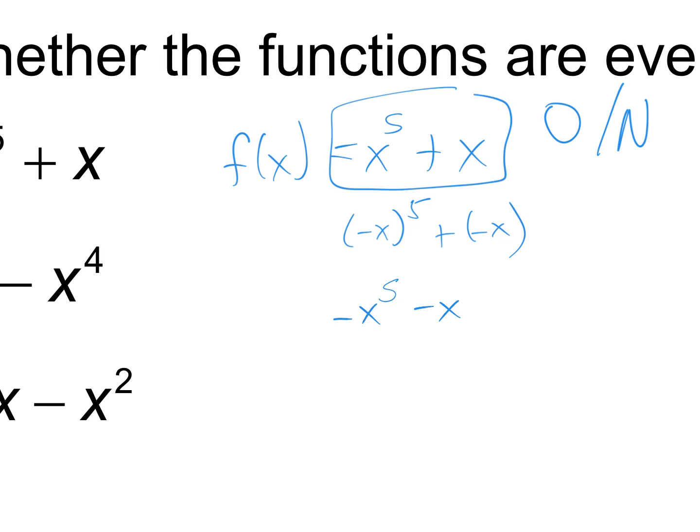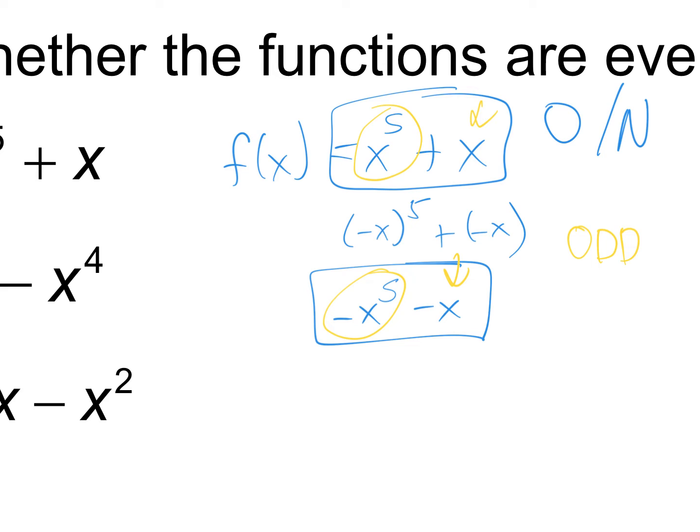Compare these two. Are they exact opposites of each other? Yes. Do you see how this is positive x to the 5th? This is negative x to the 5th. This is a positive x. This is a negative x. So you just algebraically proved that this was an odd function. I think for some of us that is very hard to see. You guys are like, what? I don't know. This could be kind of confusing.